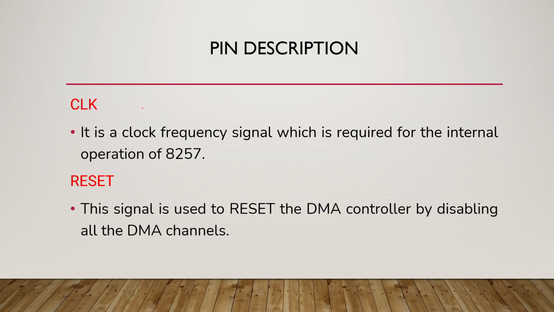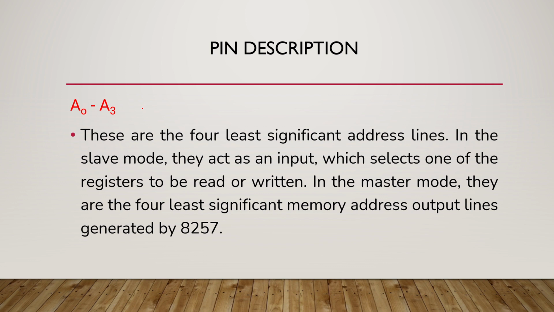Then clock, CLK. CLK means it is a clock frequency signal which is required for the internal operations of the 8257. Then reset. The reset signal is used to reset the DMA controller by disabling all the DMA channels. Then this is the address line A0 to A3. These are the 4 least significant address lines A0 to A3.